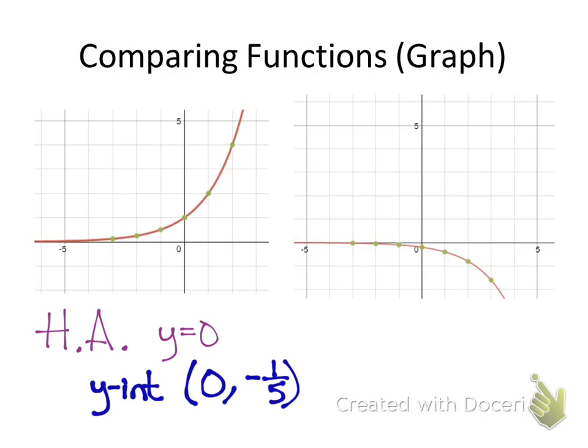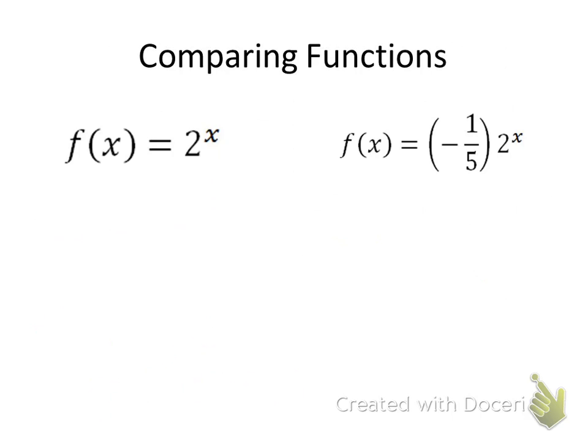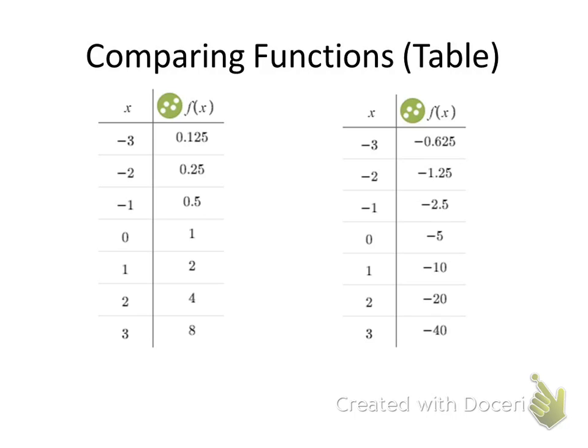So if I want to know what is the original equation, if this is my parent function, and I figure out its t-chart using -3, -2, -1, 0, 1, 2, 3, I'll just multiply all the outputs by -1/5. See if you can do this one on your own.